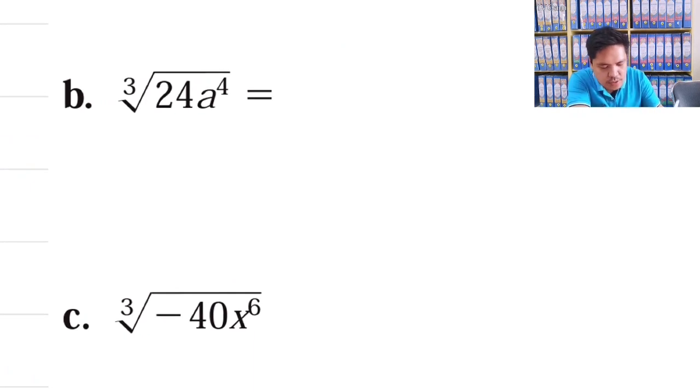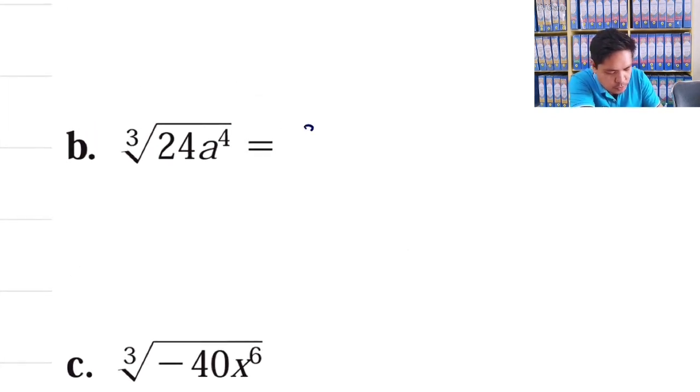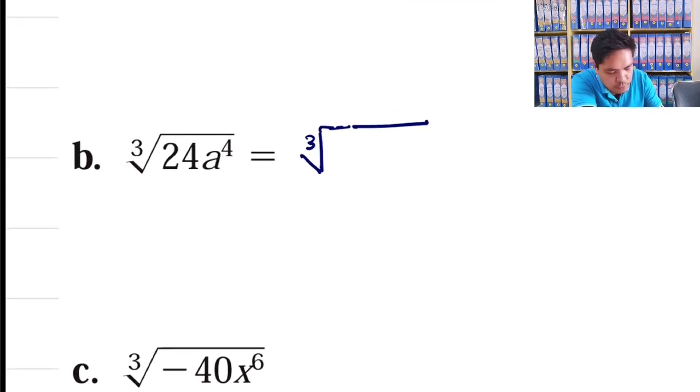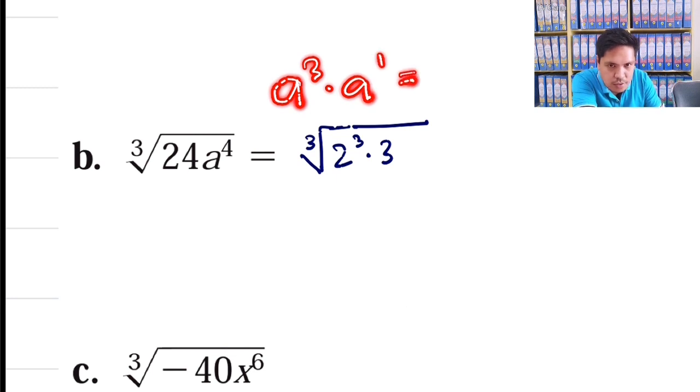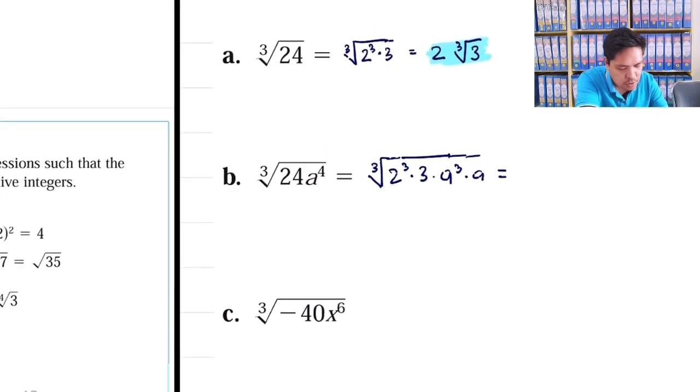How about this? The cube root of 24a raised to 4. So, from what we have solved previously, for the cube root, 24 is 2 cubed times 3. And ang a raised to 4 is a cubed times a, right? That's a raised to 4. So, times a cubed times a.